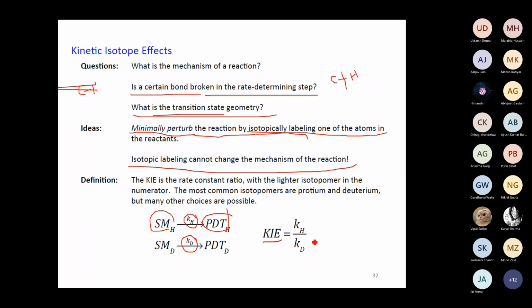You have to determine the rate constant from the rate law. Very simple. Then divide KH by KD, and that is your kinetic isotope effect. If it is 1, it means there is no kinetic isotope effect, right? KH equal to KD. So if you replace H with D, there is no effect. So this is not useful to understand the mechanism. Okay. So KH by KD equal to 1 means there is no kinetic isotope effect.